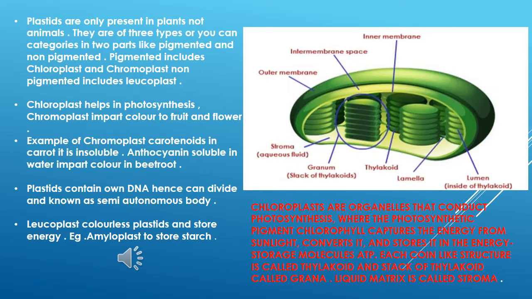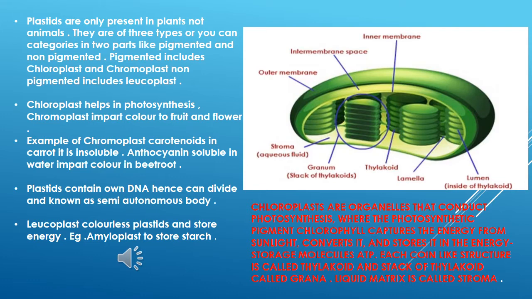Now move to the second cell organelle, plastids. Plastids occur in most plant cells and are absent in animal cells. Cells of lower non-flowering plants like bacteria, blue-green algae and fungi contain chromatophores instead of plastids. Chromatophores are pigment-containing cell organelles. Plastids are self-replicating, that is, plastids have their own DNA, so they have the power to divide.